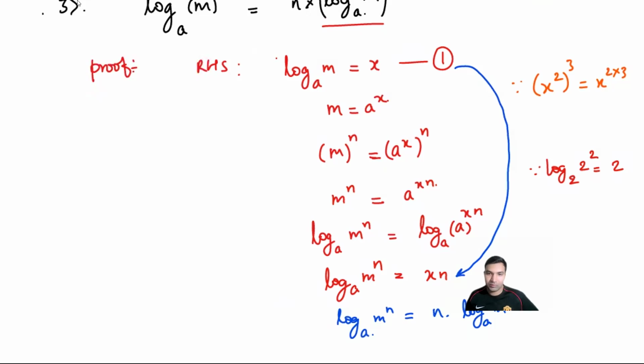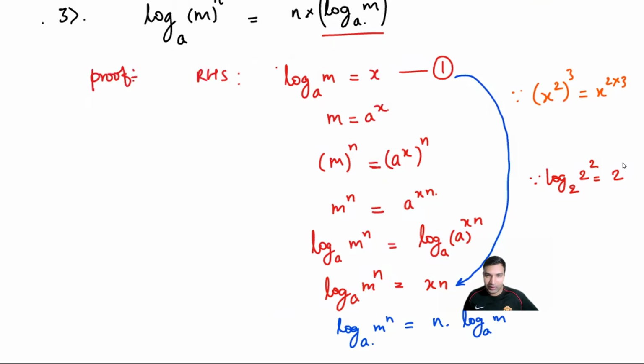Okay, so let me discuss it once more. You assume the right hand side, log m to base a, as some value x. Okay, and then you can write this in the exponential form as this. Now, taking both sides the power of n, I can do that because I'm doing it on both sides. Then eventually power to the power gets multiplied. So I can write like this.